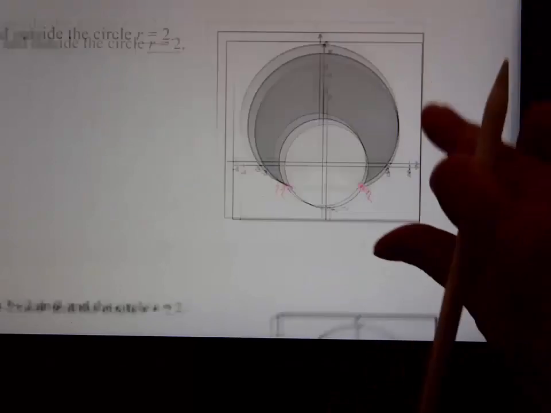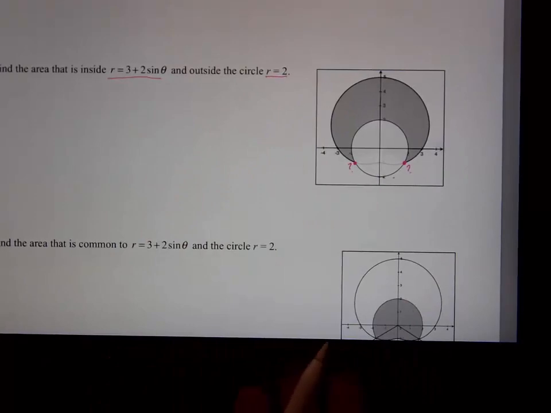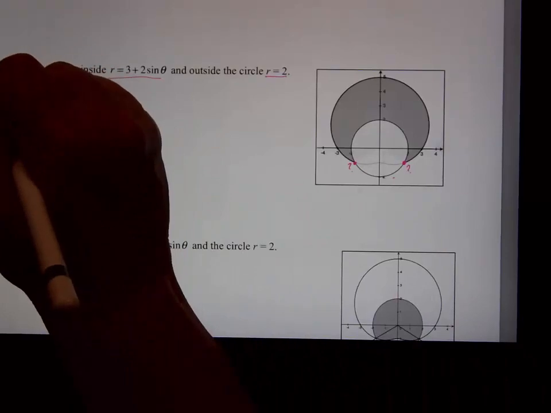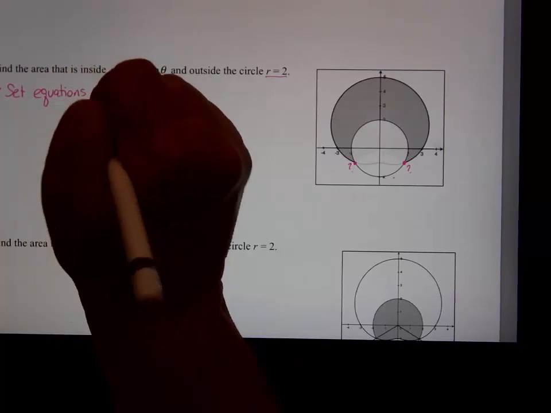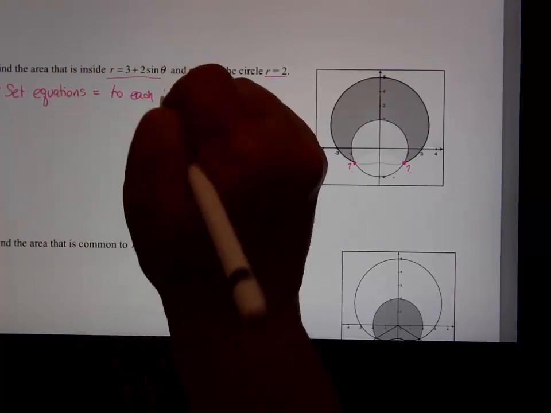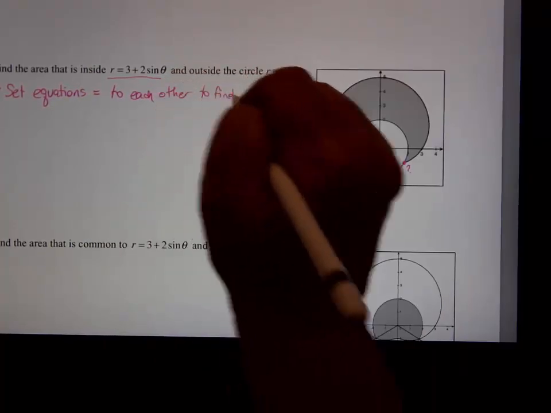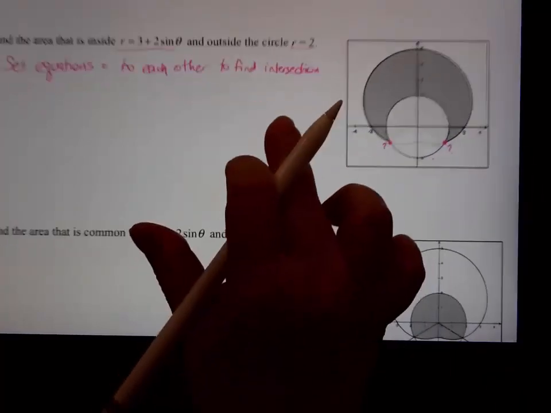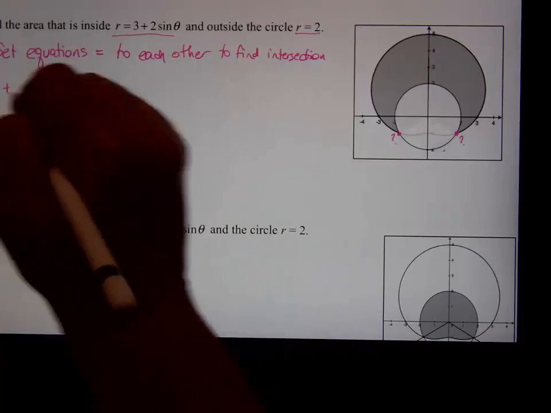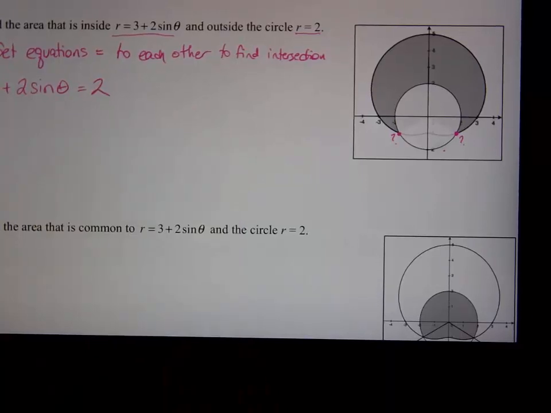So what we're going to do, if you want to find the intersection of two equations, what do you think you're going to do to their equations? Set them equal to each other, exactly. So, first thing we do, we set the equations equal to each other to find the intersection. That's what we're going to do first. So 3 plus 2 sine theta equals 2. Do the math. I just noticed I was off screen. There we go.